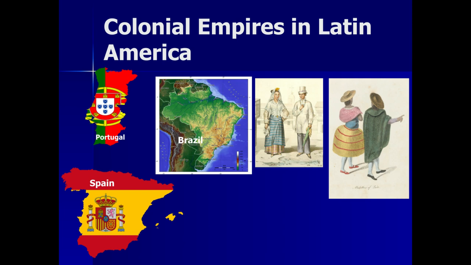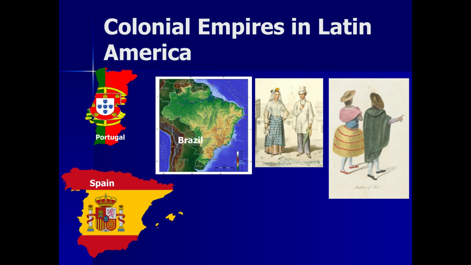So we're going to start with colonial empires in Latin America. In the 16th century, Portugal is going to dominate most of Brazil, which you see here pictured on the map, which is in South America. At the same time, Spain is going to establish colonies all throughout Central, North, and South America. So Spain is going to dominate those areas along with Portugal.